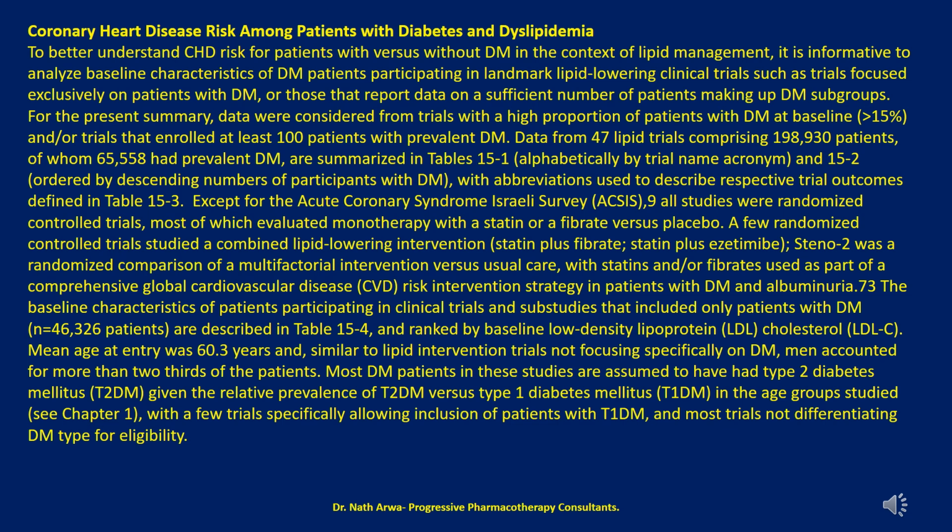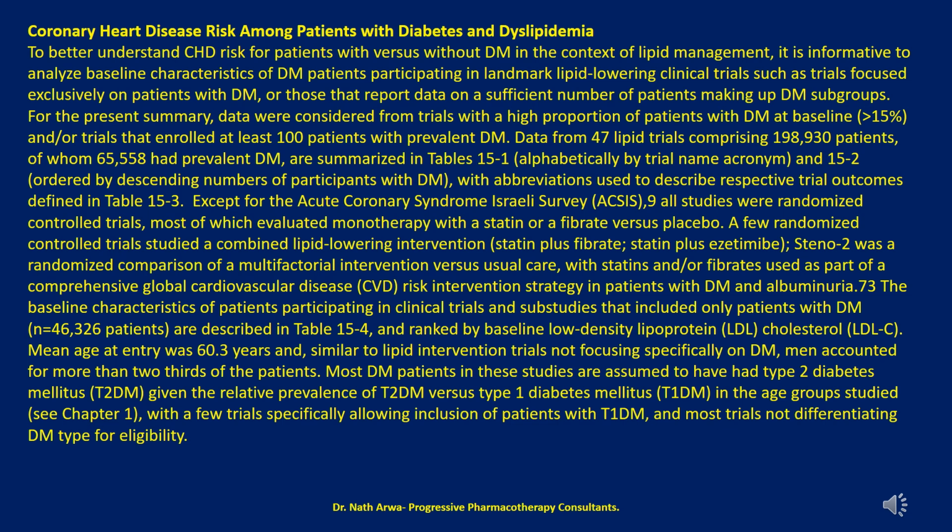focused exclusively on patients with diabetes mellitus, or those that report data on a sufficient number of patients making up diabetes mellitus subgroups. For the present summary, data were considered from trials with a high proportion of patients with diabetes mellitus at baseline, that is greater than 15%, and/or trials that enrolled at least 100 patients with prevalent diabetes mellitus.